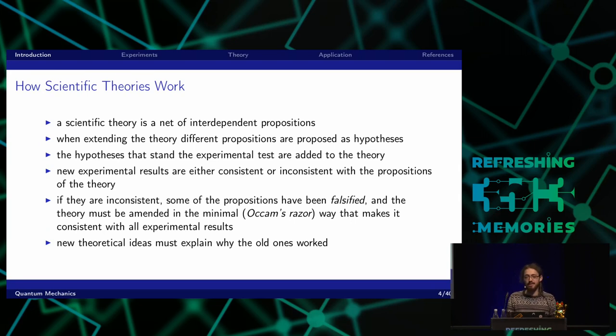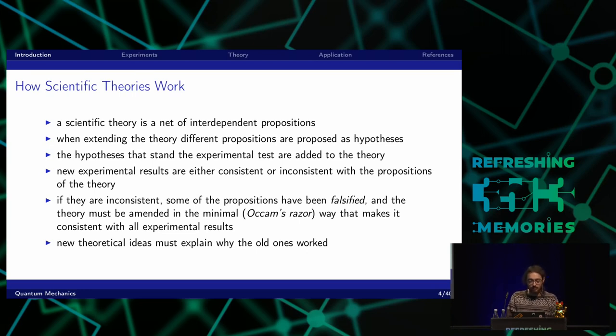So, at first, how do scientific theories work? To really understand quantum mechanics, we must understand the setting where it was created, and how scientific theories are created in general. A scientific theory is a net of interdependent propositions. So we have one proposition, for example, F equals M times A in classical mechanics. And we have another proposition that the gravitational force is proportional to the product of the masses divided by the distance between the masses squared.